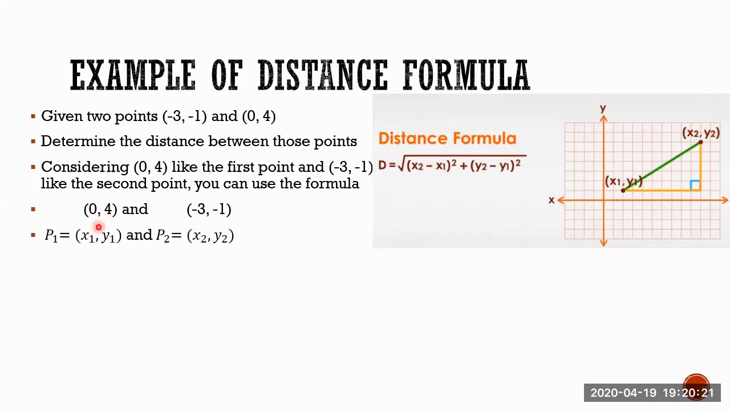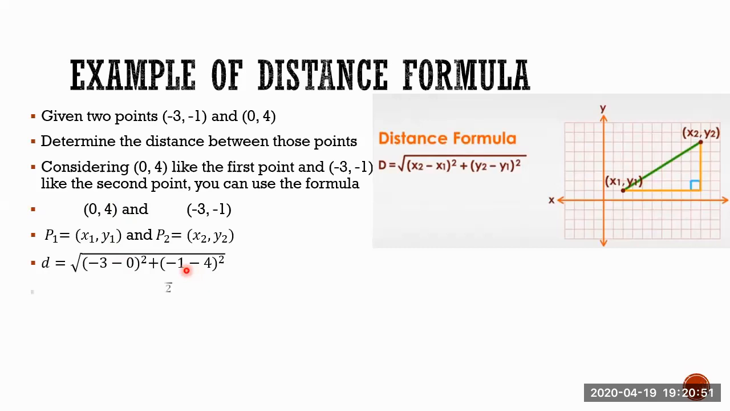(0, 4) will be your first point, which means that 0 is x1 and 4 is y1. For (-3, -1), -3 is your x2 and -1 is your y2. Applying the distance formula, we see the difference of the x's, so x2, which is -3 minus 0, will be here, and the difference of the y's will be -1 minus 4. In this case, this is what we have, and let's see how that works.